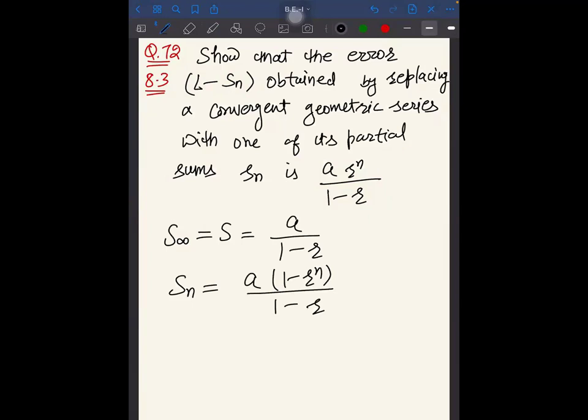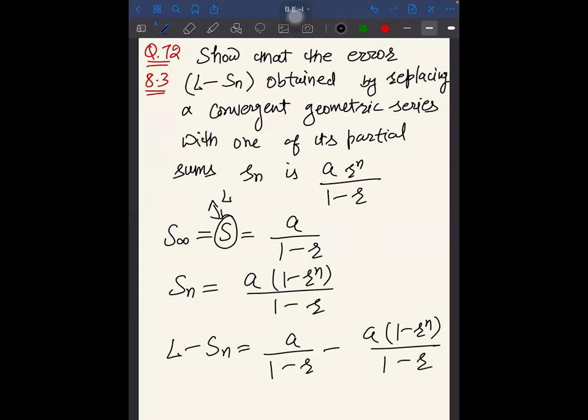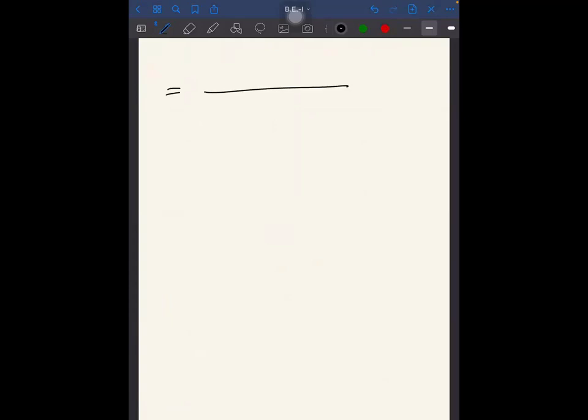In the question this is called L; we generally write it as S. So if you take L minus Sn, that means A upon 1 minus R minus A(1 minus R^n) upon 1 minus R. Can we write it this way? Yes sir. Taking the LCM, 1 minus R is common in both denominators, and A is common, so we get A upon 1 minus R times 1 minus (1 minus R^n). The 1 and 1 get cancelled. So we are left with this, right? Yes sir. And that's what we wanted to prove.